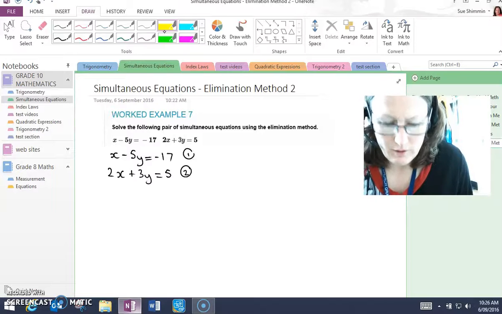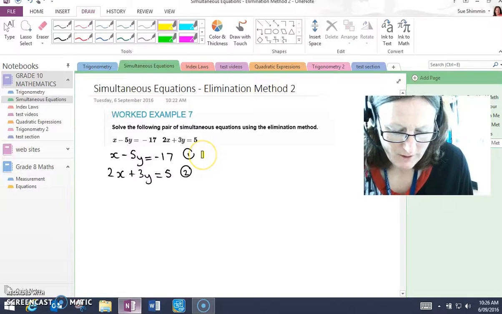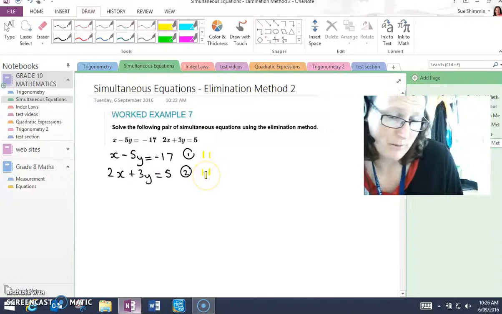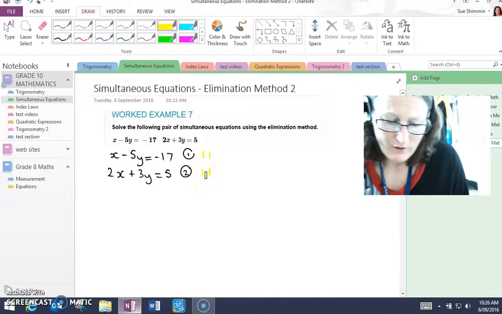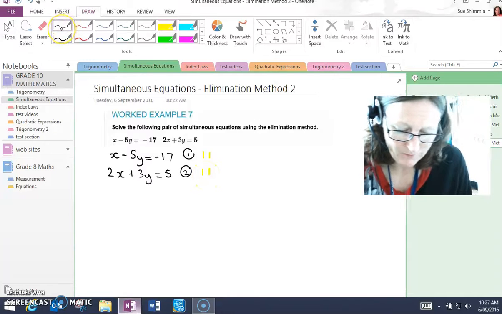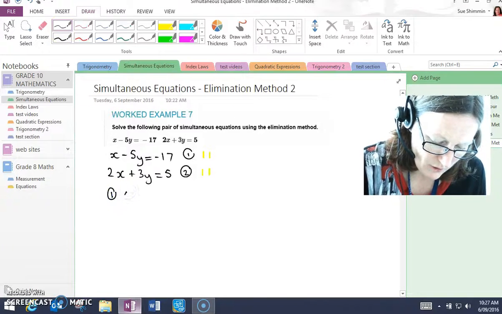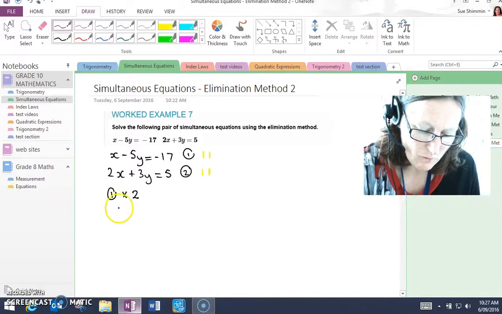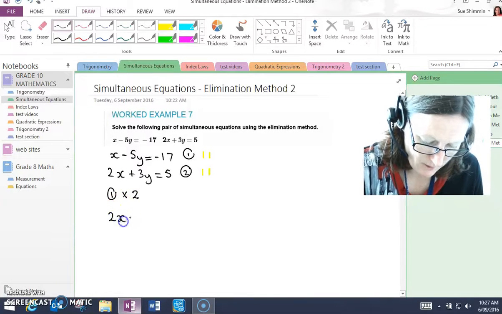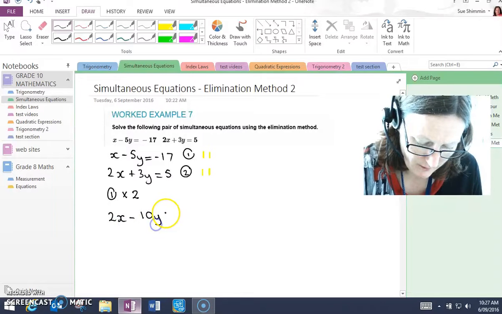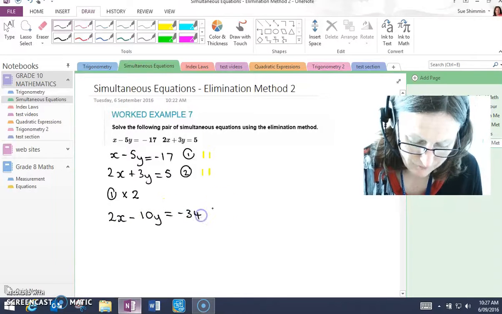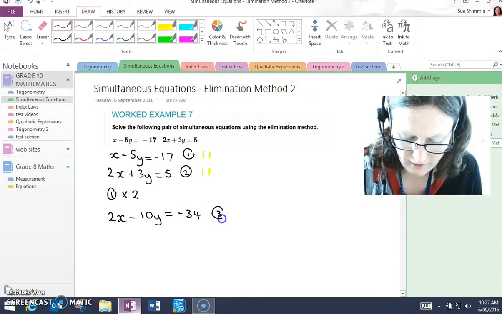In the first equation here, it's 1x. In the second equation here, it's a 2x. In this equation, it's minus 5y. This equation, it's a plus 3y. So I can't highlight anything. But what I can do is look at these equations. If I get equation 1 and times everything in equation 1 by 2, my equation 1 becomes 2x minus 10y equals minus 34. I'll call that equation 3.